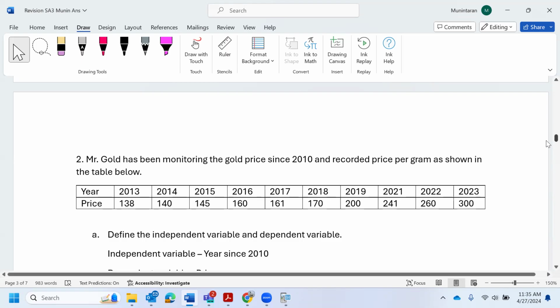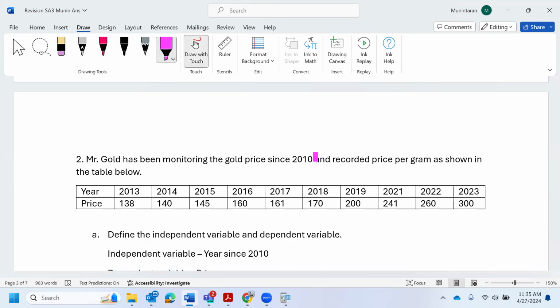All right. In this case, we have two, and you got to read very carefully: the price since 2010. All right, the price since 2010. So this is not your random variable. Your random variable here should be your T, that is 3, 4, 5, 6, 7, 8, 9, 11, 12, 13. Okay, so that is your random variable.